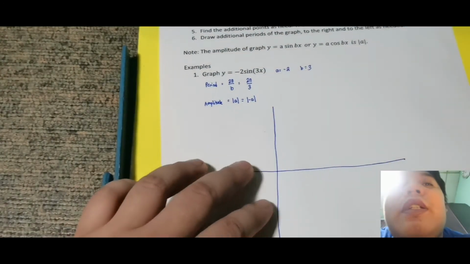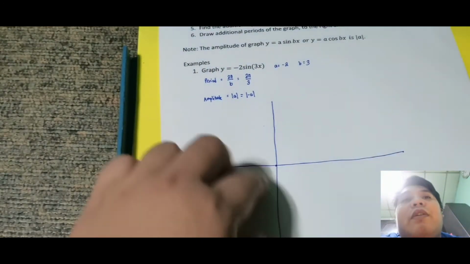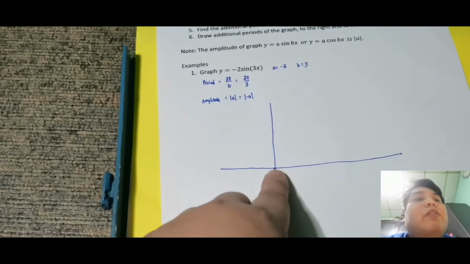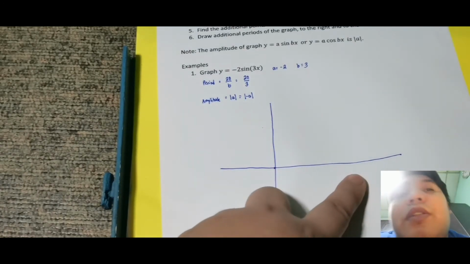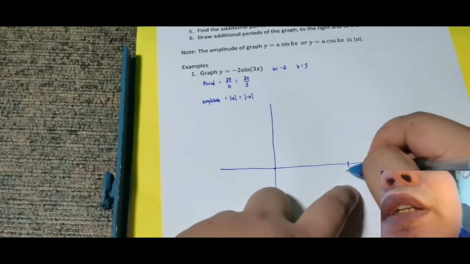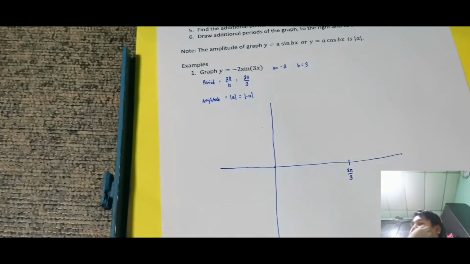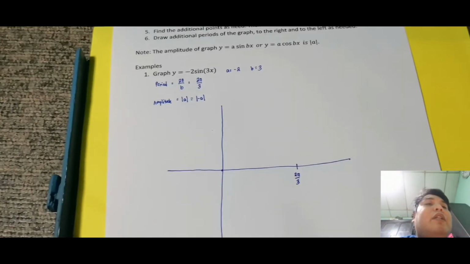Okay, so start tayo sa 0. So, meaning dito yung 0. So, gagawa tayo ng distance na 2 pi over 3. So, ito start sa 0. So, assuming dito yung 2 pi over 3. Andito si 2 pi over 3. Okay, ngayon, i-divide natin siya into 4 equal parts.